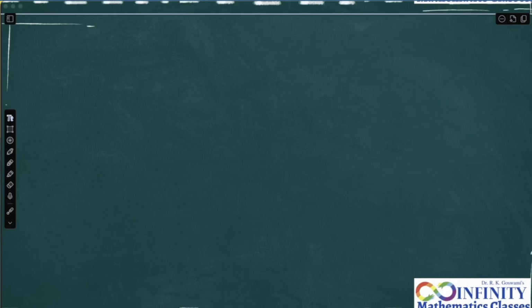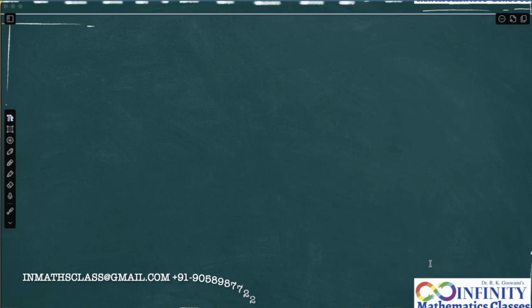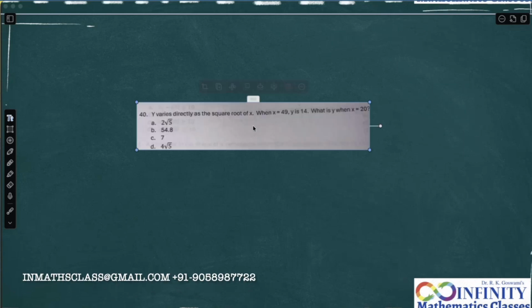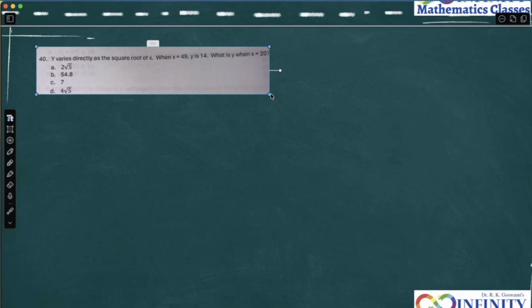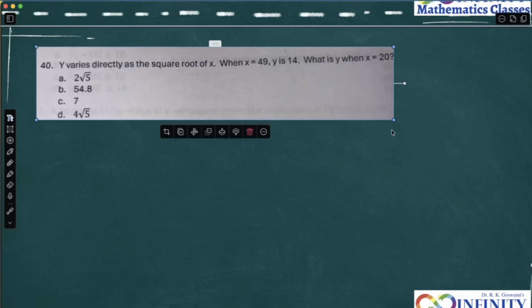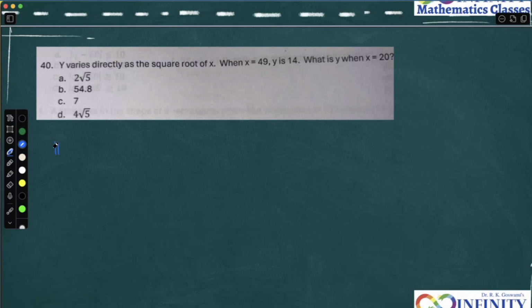There are several places, maybe in physics, where we will see these types of terms, where y varies directly as a square root of x. Sometimes I'm just giving you a general picture. Sometimes I say that x varies like y. So this varies directly. I will denote it by this sign.